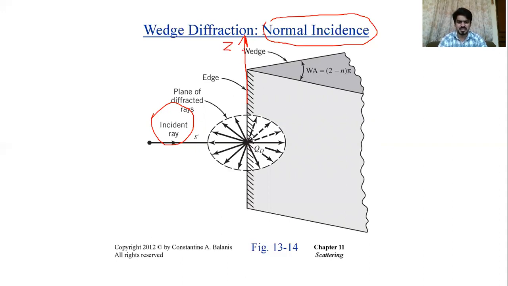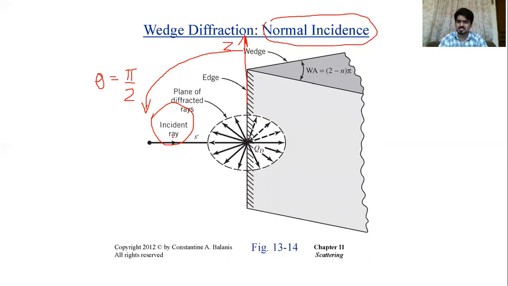With respect to the z-axis, this angle theta is nothing but pi by 2. When it is not pi by 2, that will give you oblique incidence. We also showed in the previous lecture that if you have oblique incidence even on a cylindrical structure, you create something called a Keller cone. Same thing, similar thing.